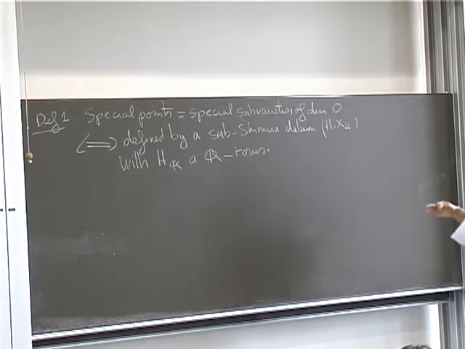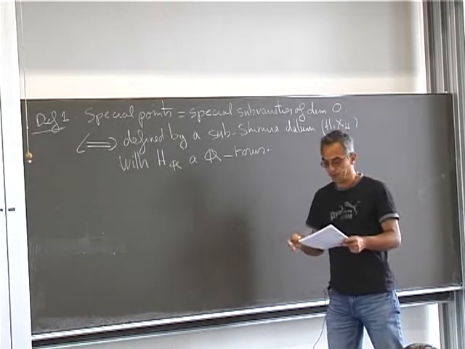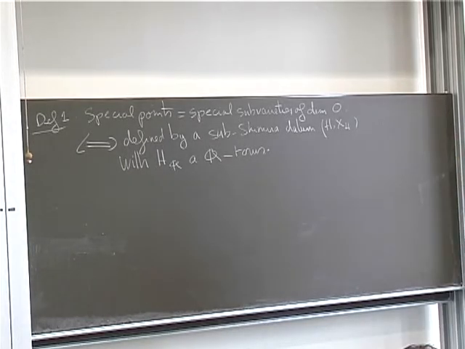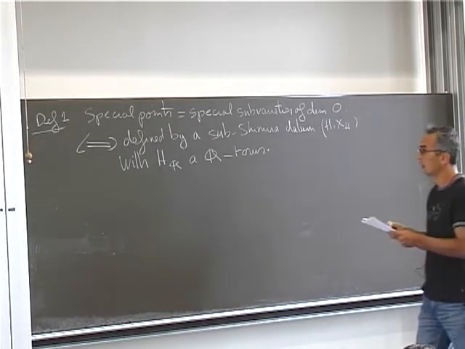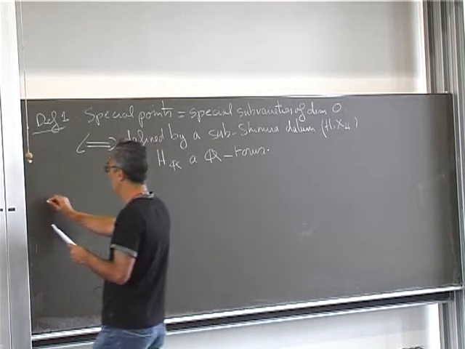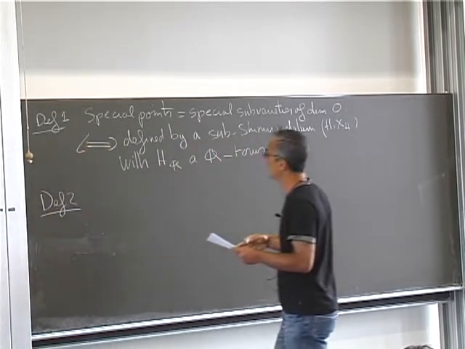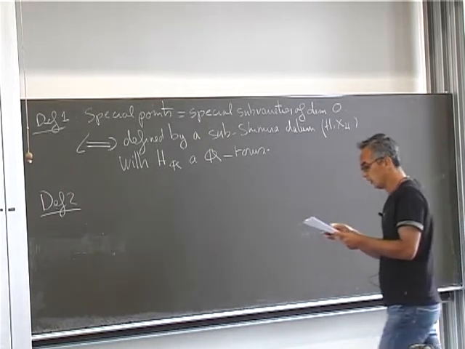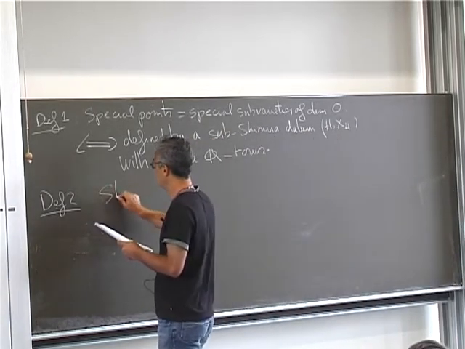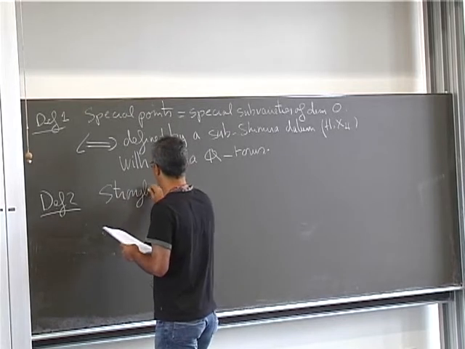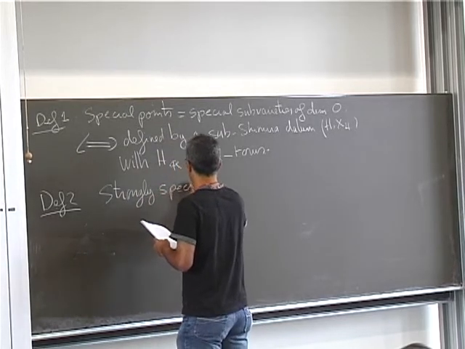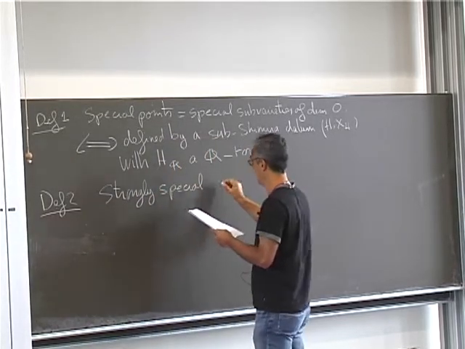And okay, if you come back to the definition of the moduli space of principally polarized abelian varieties, you will find the points with sufficiently many complex multiplication. So I will give somehow an opposite definition. So a strongly special subvariety.